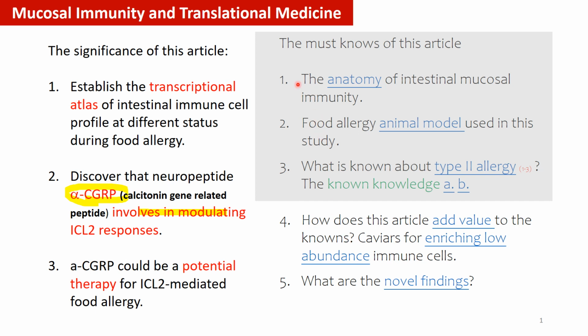After the Part 1 introduction, I believe you are now much better aware of the anatomy of intestinal mucosal immunity, the food allergy animal model used in this study, and what is known about type 2 allergy. Now we're going to look into this article and ask how it adds value to the knowns, and what the caveats are for enriching low abundance immune cells.